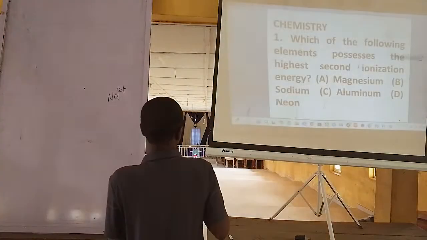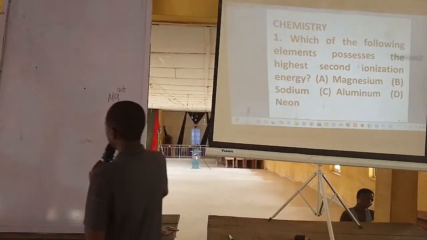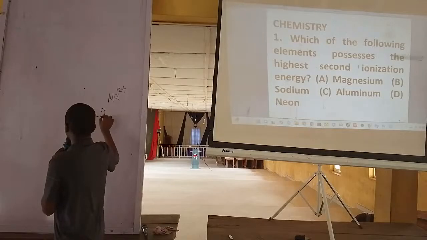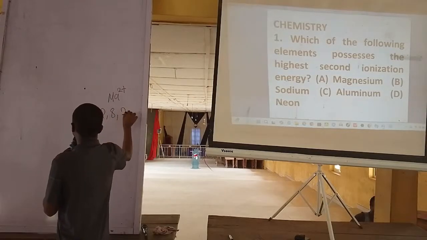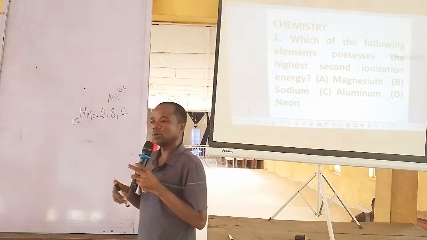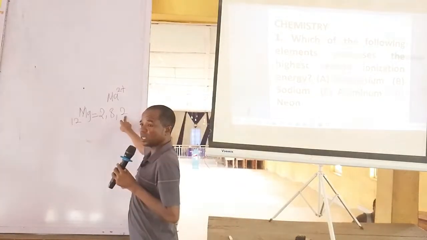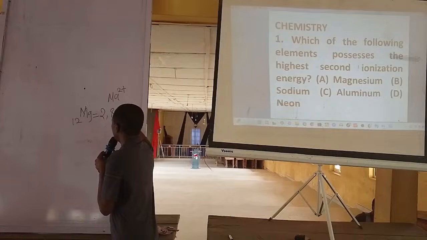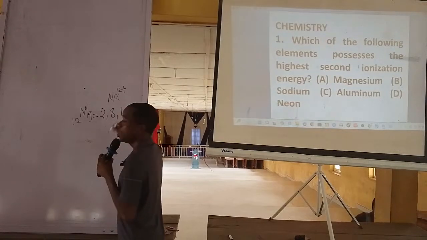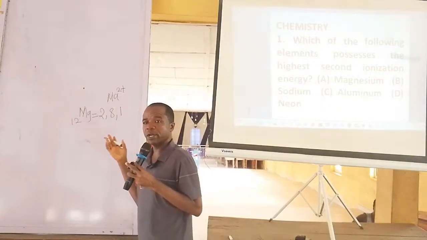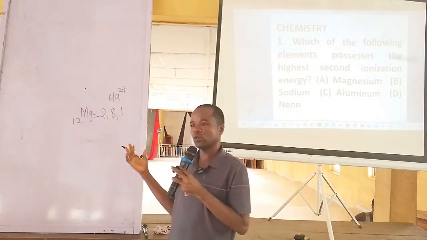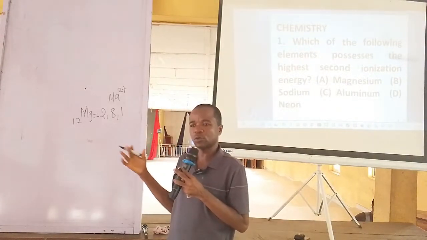If you look at the options here, let's start with magnesium. Magnesium has atomic number of 12. If you write it in form of the shell, what we have is 2,8,2. So if you remove the first electron from this magnesium, it is going to form 2,8,1. Does 2,8,1 have an octet structure or a stable electron configuration? It does not. So that's the point I'm trying to make.